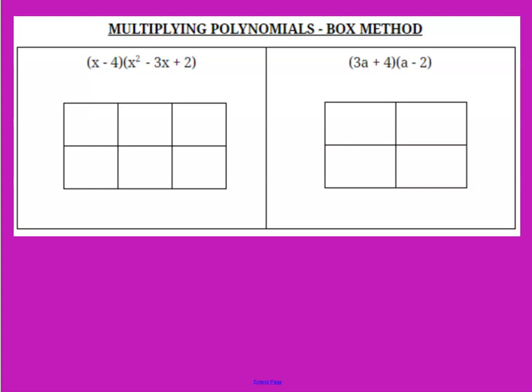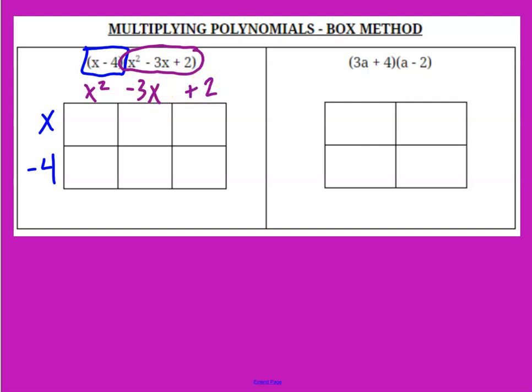All right, now multiplying polynomials. We're going to use the box method. The box method just helps make sure we don't miss anything, and we multiply all the pieces that we need. So we have x minus 4, so we're going to put an x here and a minus 4 here. That's the two terms. And then on the top, we're going to have this polynomial or trinomial. We have x squared minus 3x plus 2.